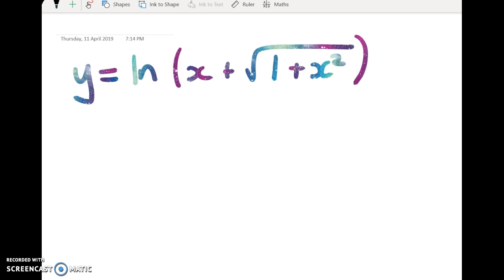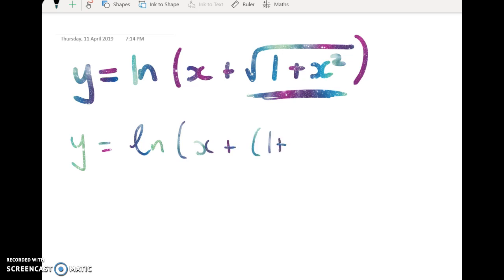Well, the first thing is to deal with the surd. So we don't want this in here. So we're going to rewrite as follows. y is equal to the natural log of x plus 1 plus x squared to the power of a half.